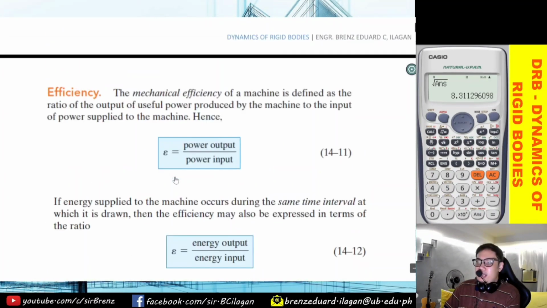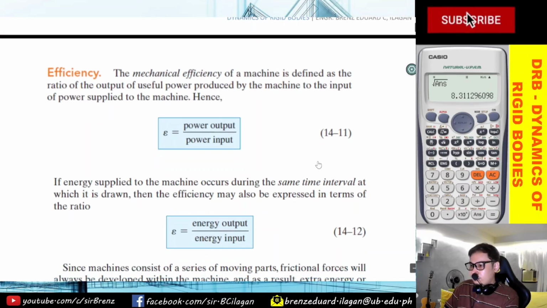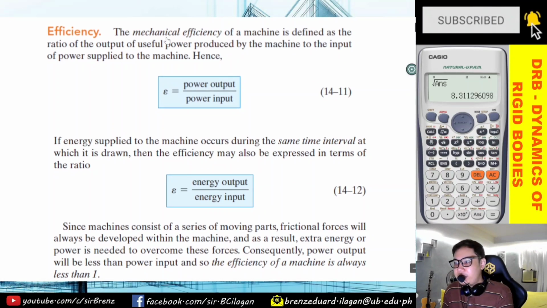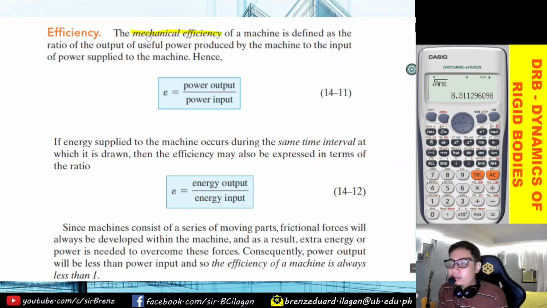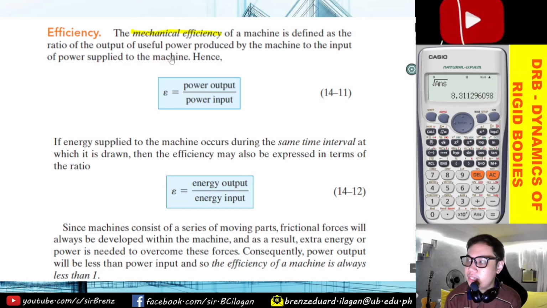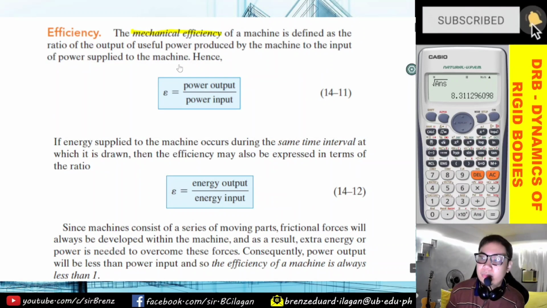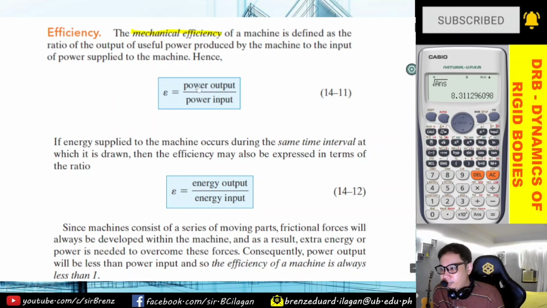Ito, this is for the efficiency, guys. So the formula for efficiency, the mechanical efficiency of a machine, is defined as the ratio of the output of useful power produced by the machine to the input of power supplied to the machine. So output over input. Okay, so yun na lang tandaan.